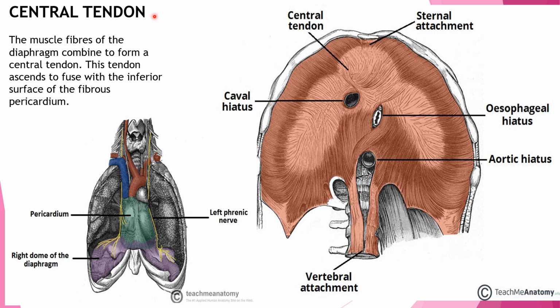Coming to the central tendon of the diaphragm. The muscle fibers of the diaphragm, you can see in the picture. These are the muscle fibers of the diaphragm. They combine together in the center of the diaphragm forming a central tendon. This central tendon fuses with the inferior surface of the fibrous pericardium. This is the pericardium, this is the inferior surface and this violet colored one can be imagined as the central tendon. It fuses with the pericardium.